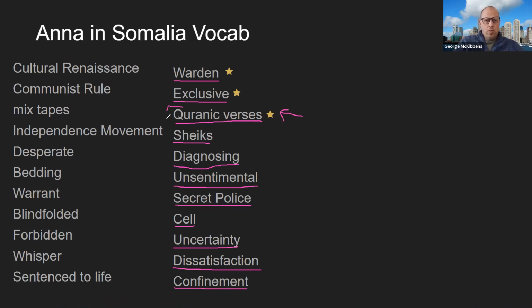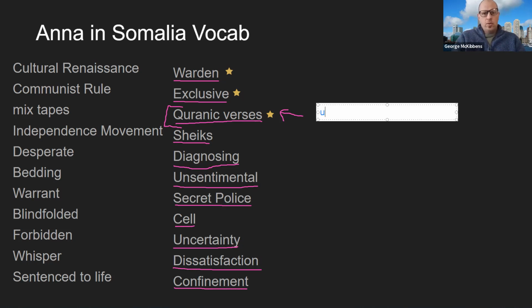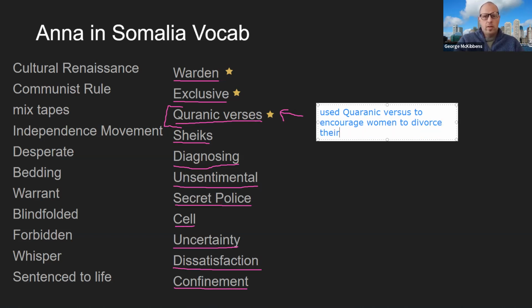Let's see, Bibiana or Fatima, can you explain Quranic verses? Yes, it's a text from an Islamic book, the Quran. Yes, so the Quran is a holy book. The scripture for Islam is very similar to the Bible. In fact, some stories in the beginning overlap with the Bible. But the dictator used Quranic verses to encourage women to divorce their husbands.